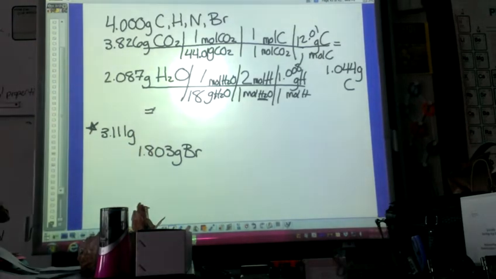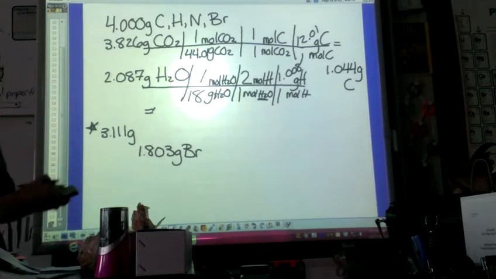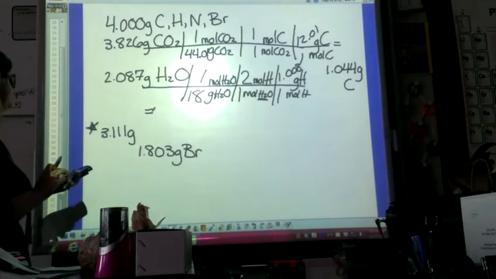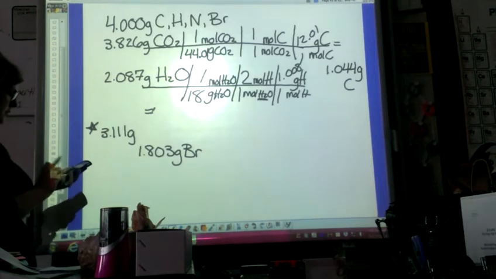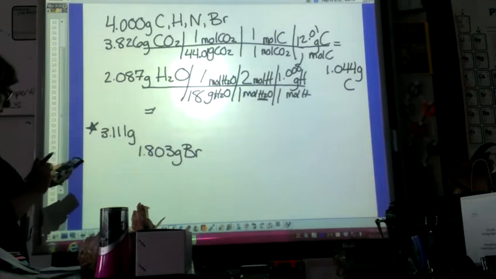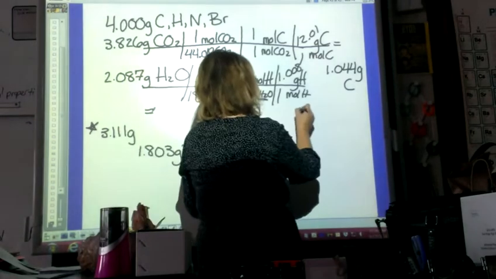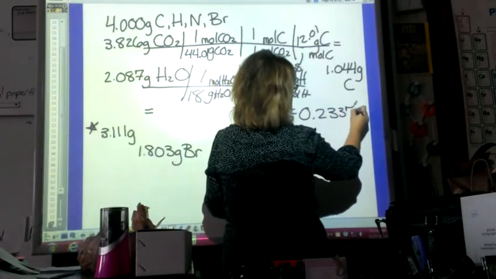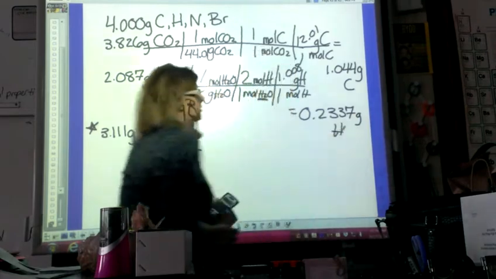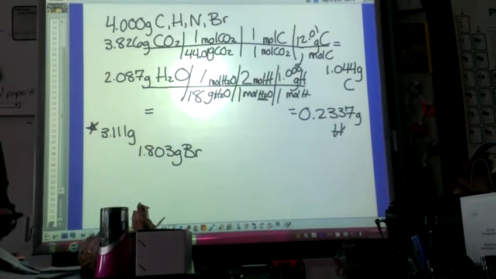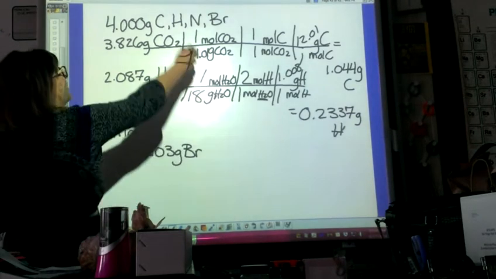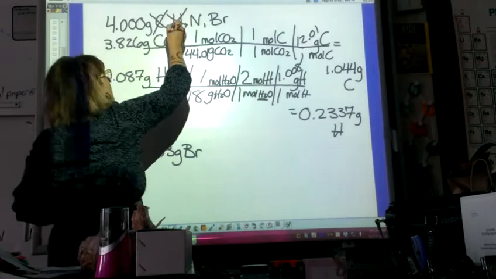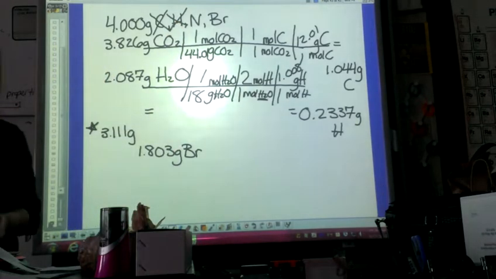Let's do my math here. So 2.087 times 2 over 18. So here I should get 0.2337 grams of hydrogen. Okay, I have carbon, I have hydrogen. I need to find nitrogen and I need to find bromine.